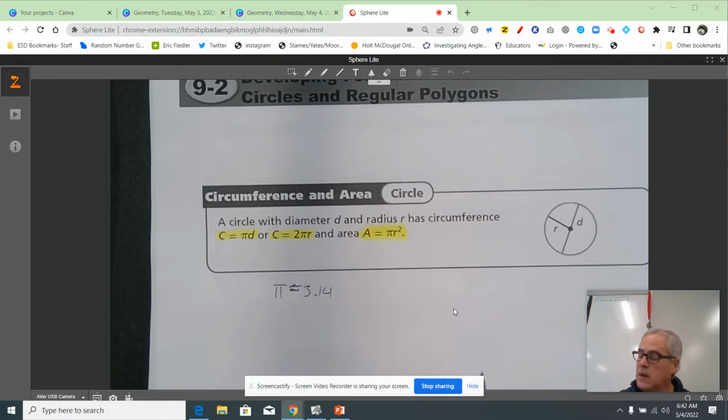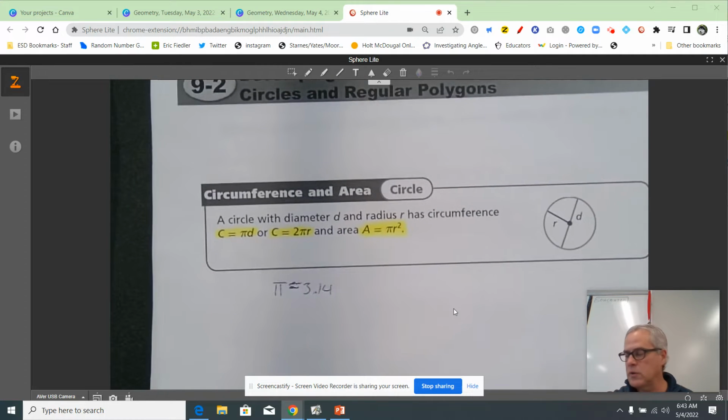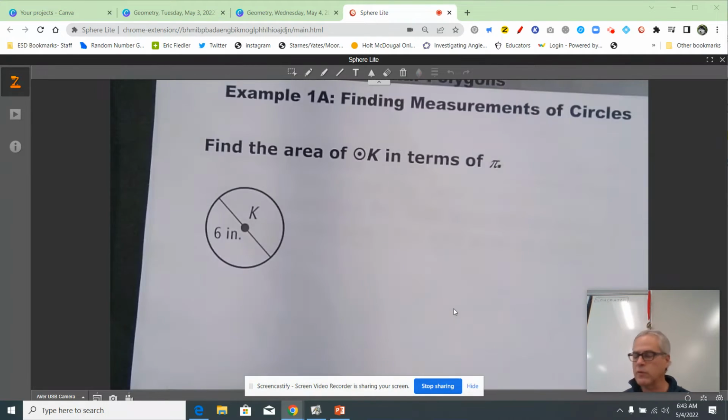The formula for the area, again, the area is still the number of little 1 unit squares that you fit inside a figure. But for a circle, the formula is A is equal to pi r squared. So make sure that we get those formulas for circumference and area onto our note sheet in classroom.